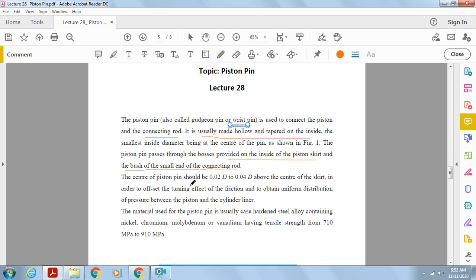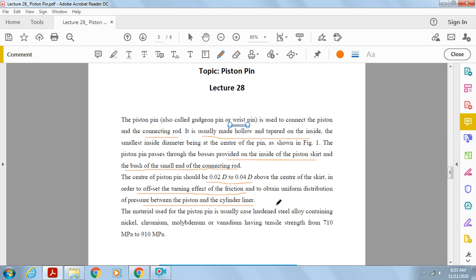The center of the piston pin should be 0.02 D to 0.04 D above the center of the skirt, where capital D is the bore of the cylinder, or the outside diameter of the piston. This offset is provided to counter the turning effect of friction and to obtain uniform distribution of pressure between the piston and the cylinder liner.